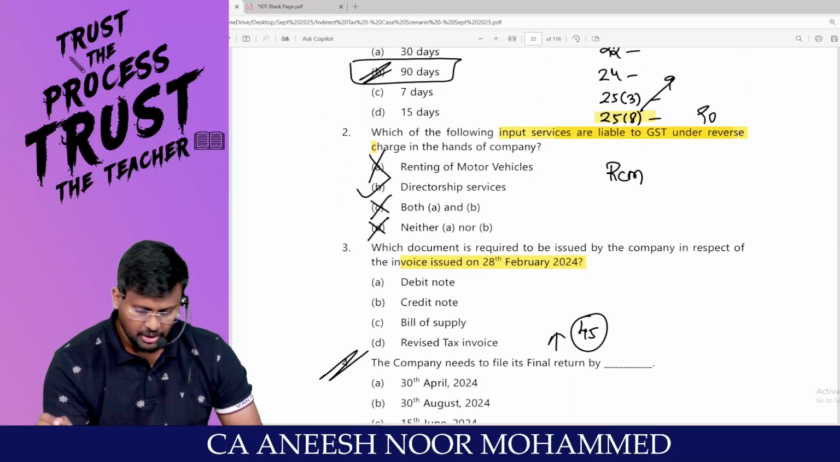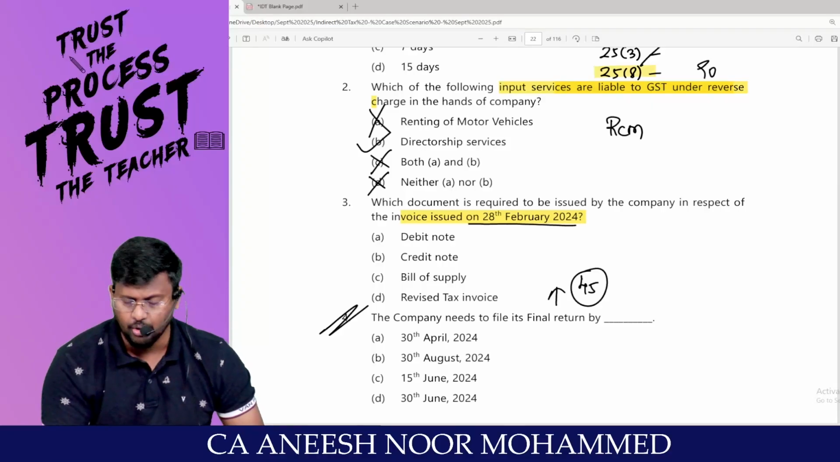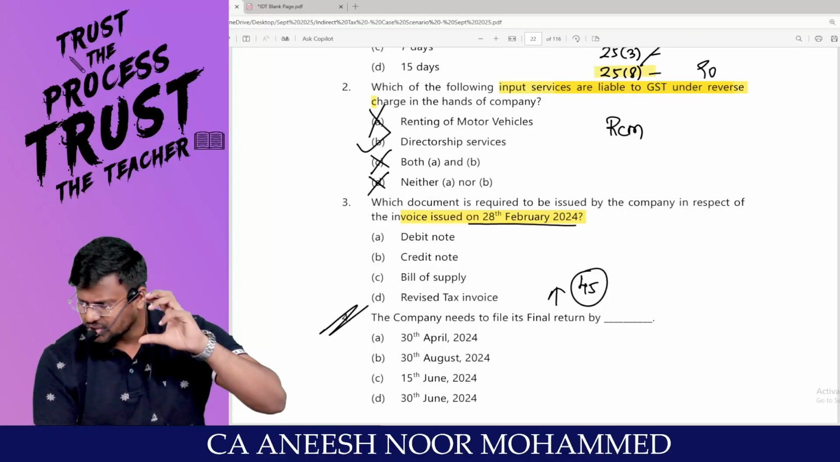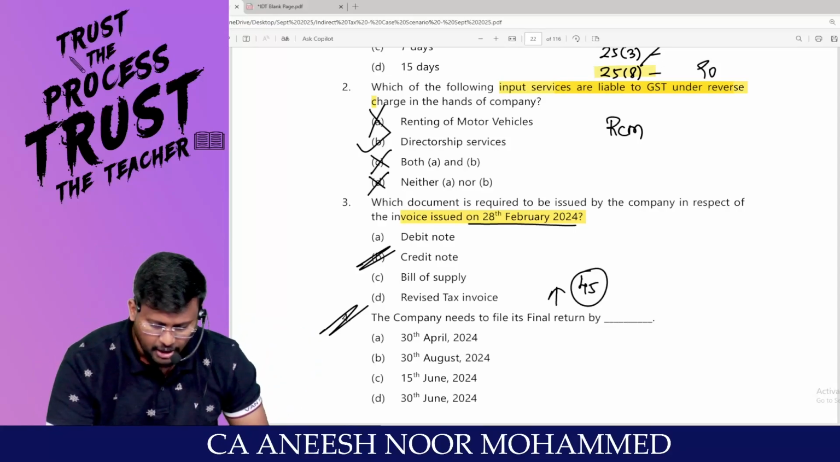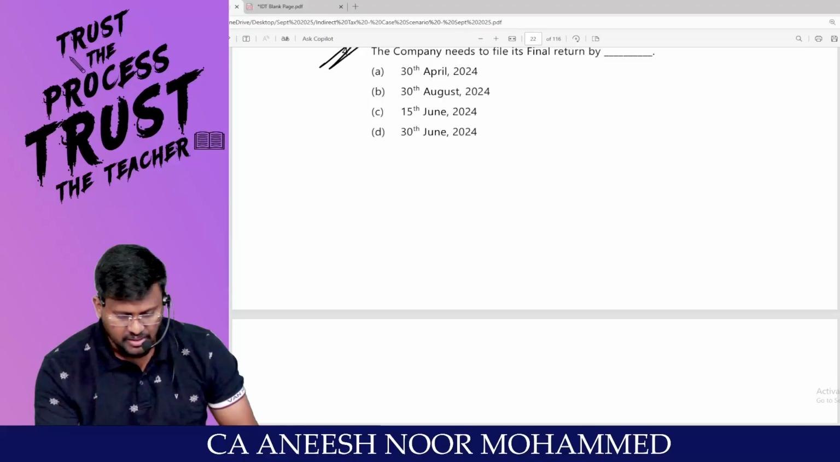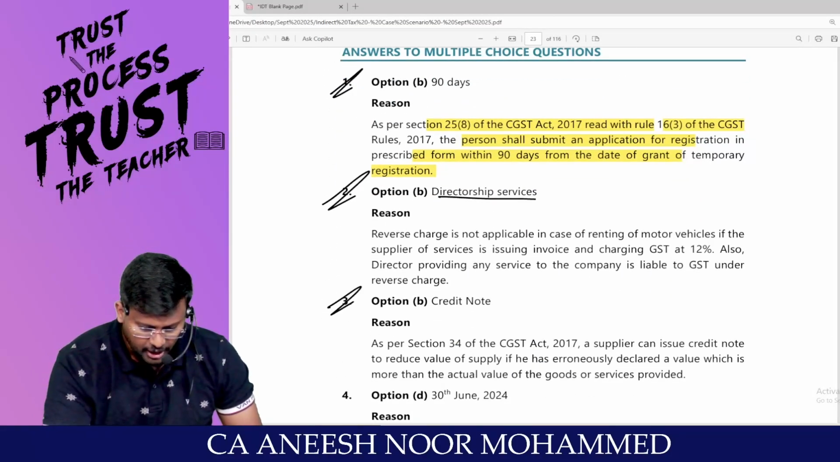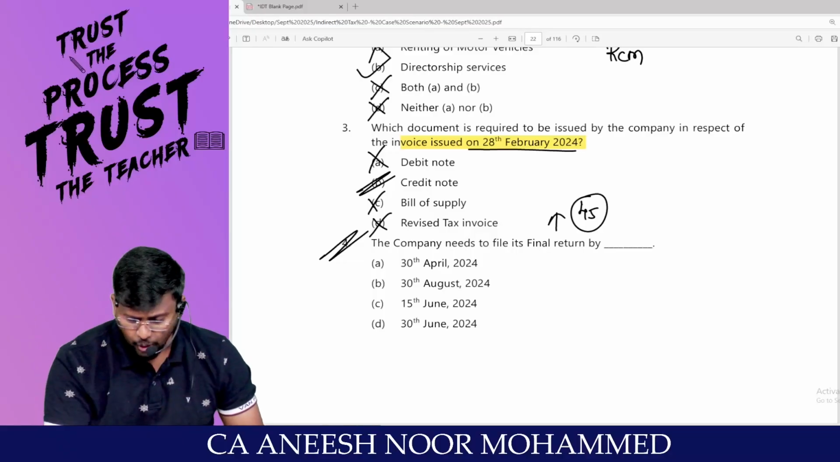Comfortable? Third one. Which document is required to be issued by the company in respect of the invoice on 28th February? What happened? Actually, you have charged the extra amount, so you have to reduce it. So you have to issue the credit note. Sir, not debit note, not bill of supply, not revised tax invoice. Sir, question number 3, credit note is the right answer. Accepting, sir.